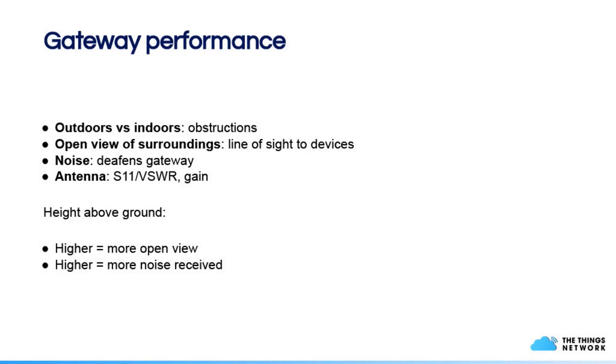Some areas are noisy and will deafen the gateway. There's very little we can do about this. Using a good antenna at the correct frequency for LoRa is very important. Height above ground is a double-edged sword. The higher you install your gateway, the more areas it will be able to see without any obstructions. But the higher you go, the more noise is received.